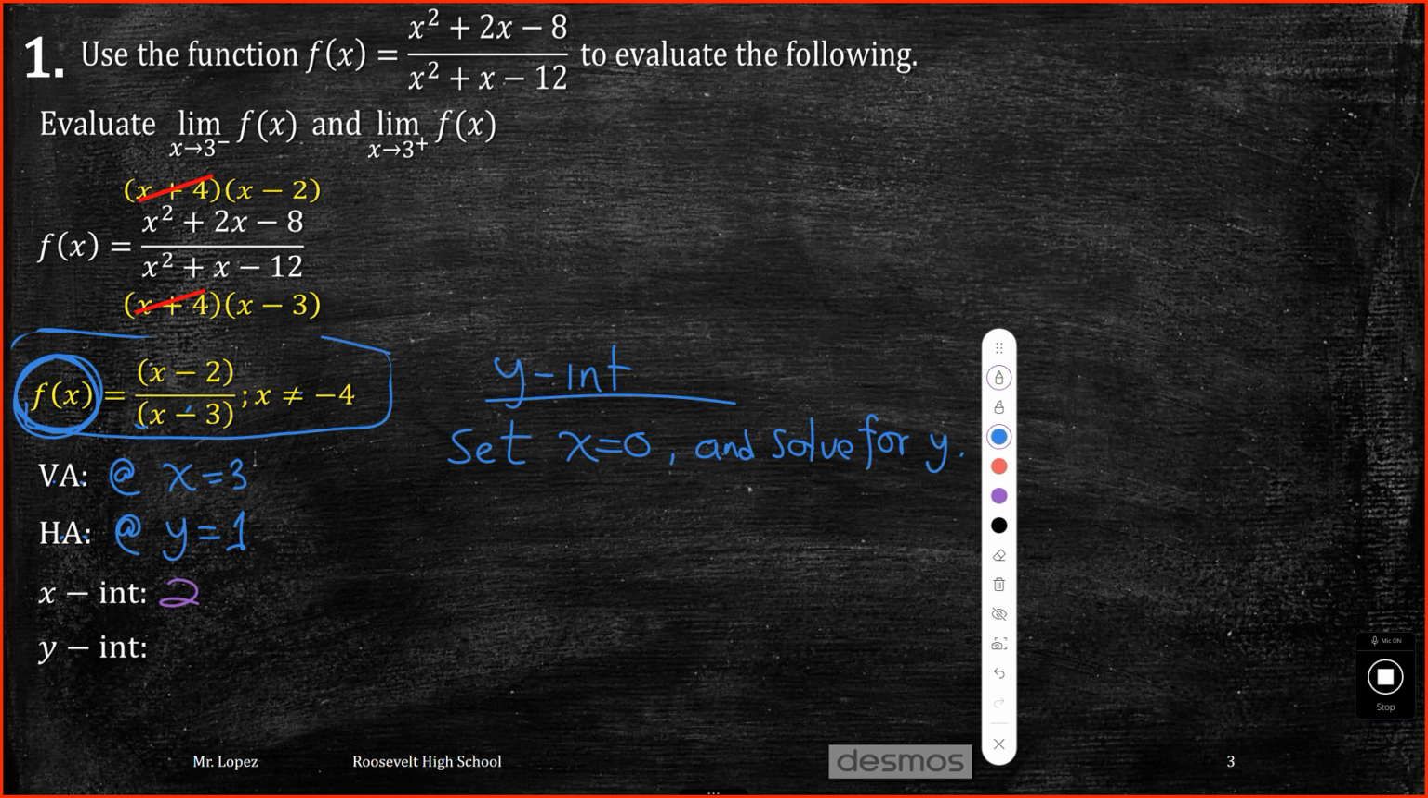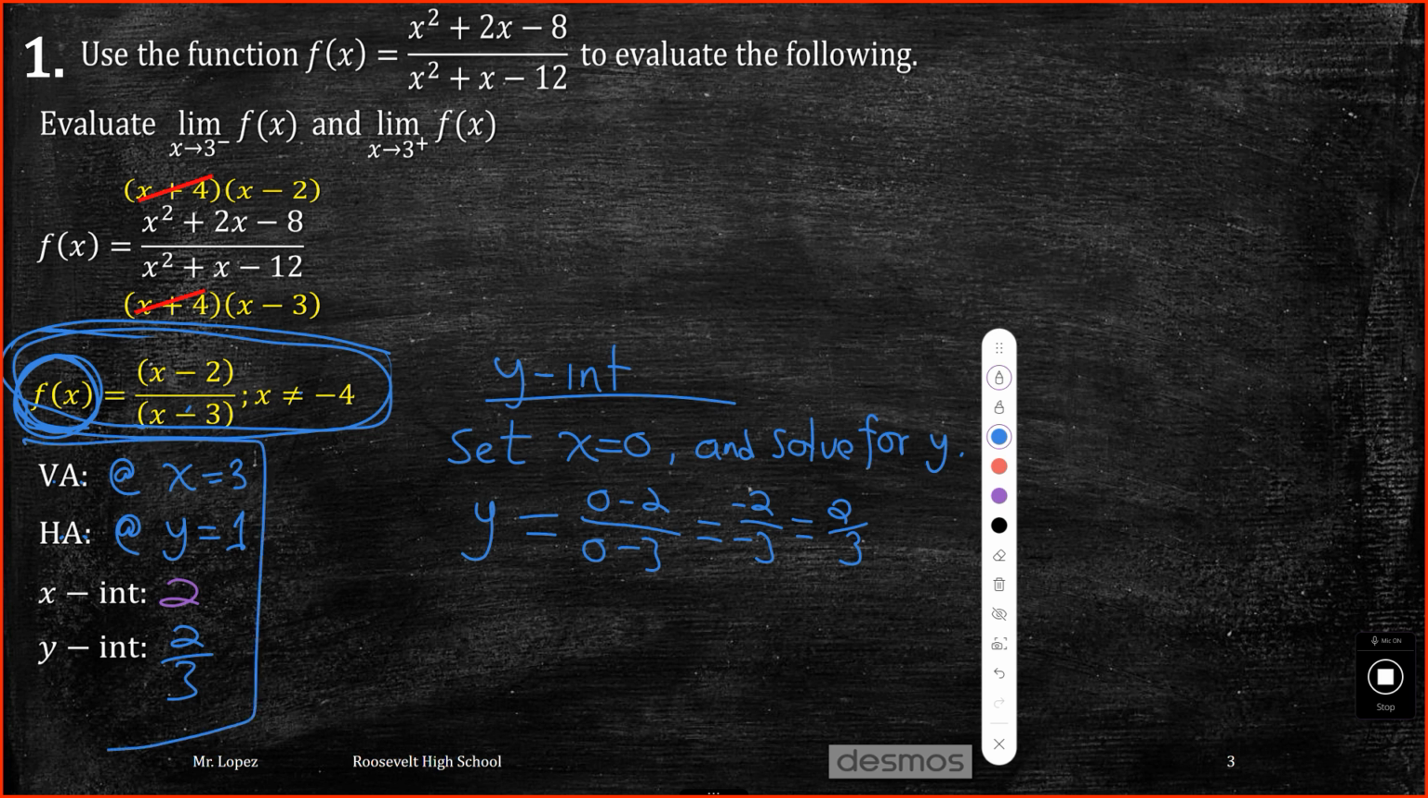So in this equation, f of x is y, so we're going to say y is equal to x is 0, take away 2, over x is 0, take away 3. So there's going to be negative 2 over negative 3, so a negative divided by negative is positive, so it's going to be 2/3. So the y-intercept is 2/3. And with this information, we should be able to do a rough sketch of the graph.